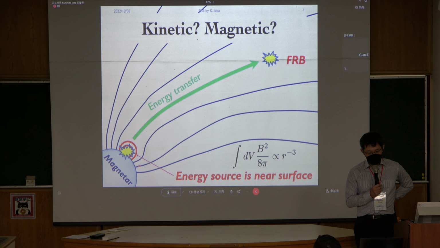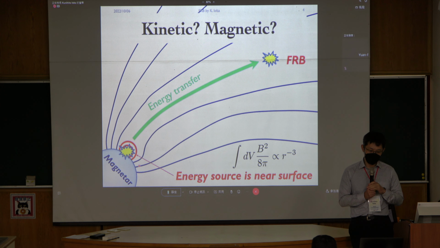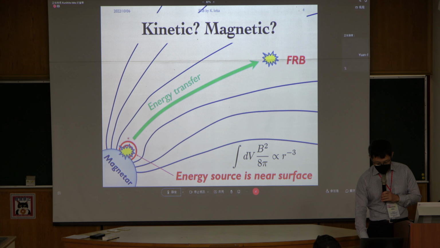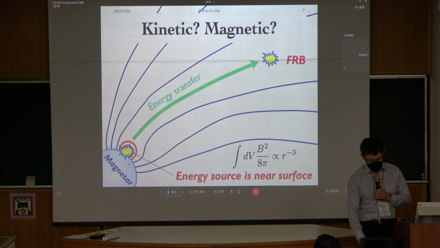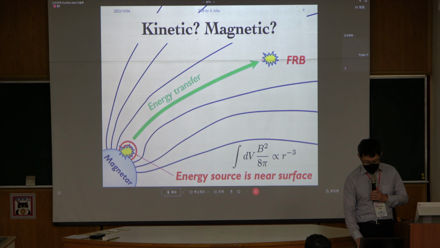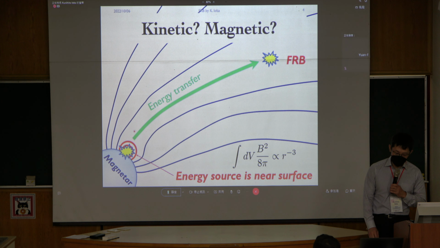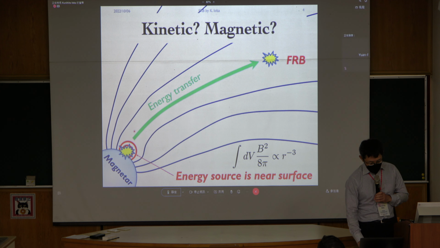Also, there are recent observations of glitches associated with FRBs that strongly suggest that the emission site is near the neutron star surface. Then how do we transfer the energy from the surface to the emission site? I forgot to mention that the FRB should not be produced near the surface, because if the FRBs are produced near the surface, their energy is attenuated by various processes. So the FRB is not produced near the surface, but the energy is generated near the surface.